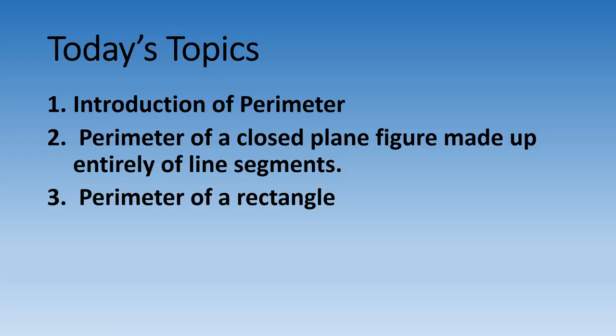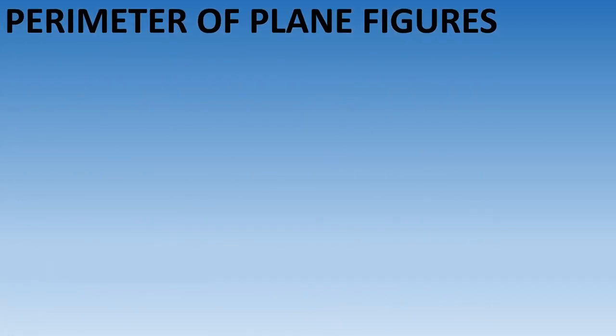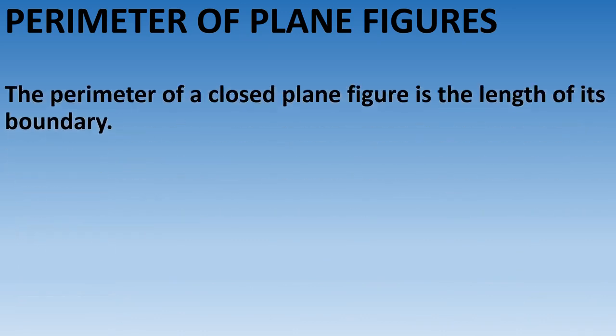So first topic is perimeter of plane figures. The perimeter of a closed plane figure is the length of its boundary. What is perimeter in simple words? If we will say, it is nothing but the length of its boundary.